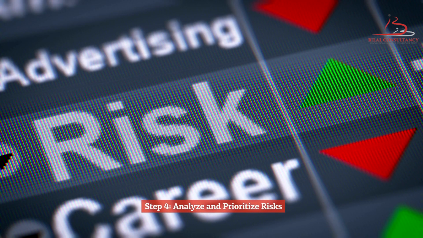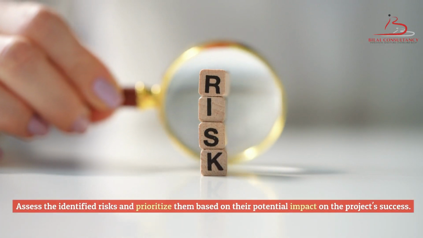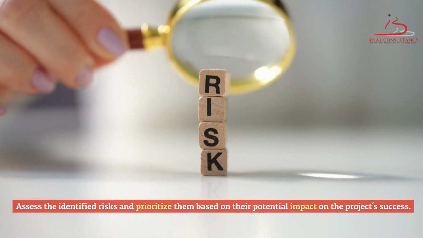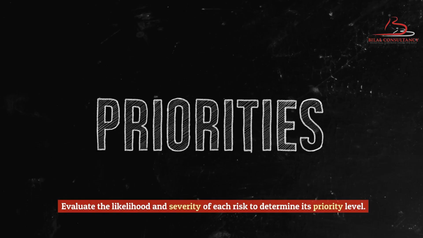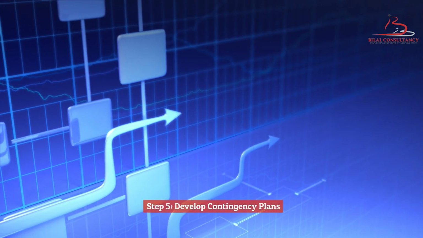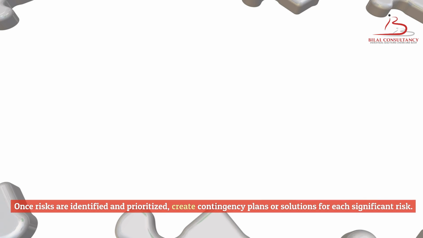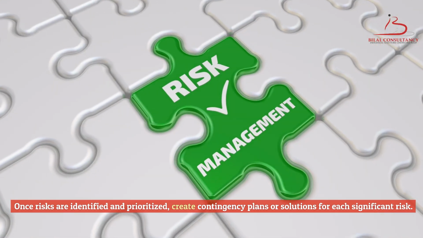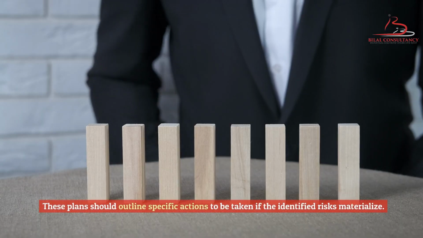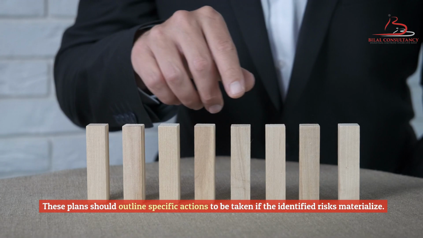Step 4. Analyze and prioritize risks. Assess the identified risks and prioritize them based on their potential impact on the project's success. Evaluate the likelihood and severity of each risk to determine its priority level. Step 5. Develop contingency plans. Once risks are identified and prioritized, create contingency plans or solutions for each significant risk. These plans should outline specific actions to be taken if the identified risks materialize.